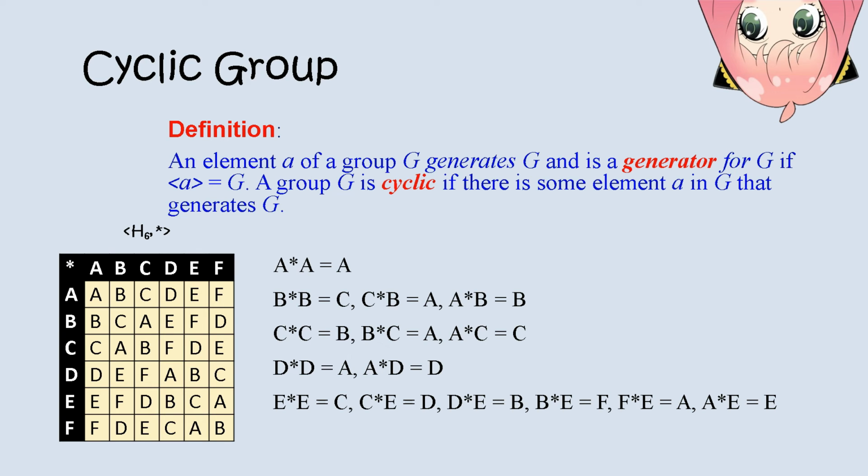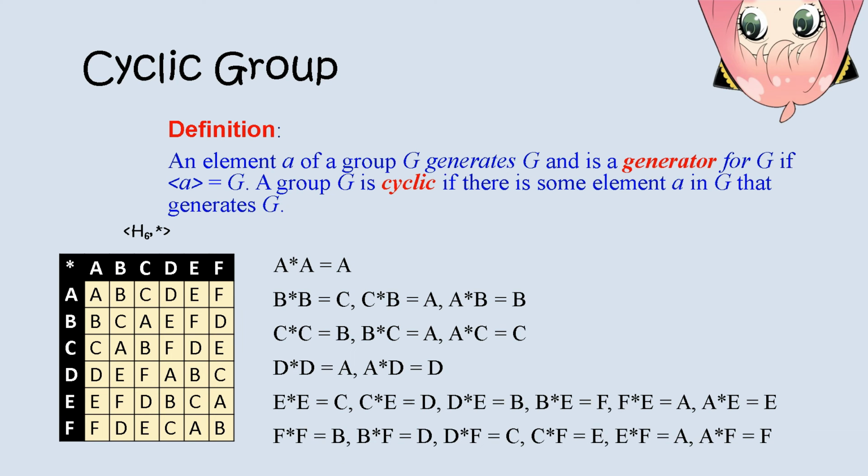Still no. Okay, E. E star E equals C. C star E equals D. D star E equals B. B star E equals F. F star E equals A. And A star E equals E. As you can see, E generates all the elements in the group H. So one of the generators of H sub 6 is E.